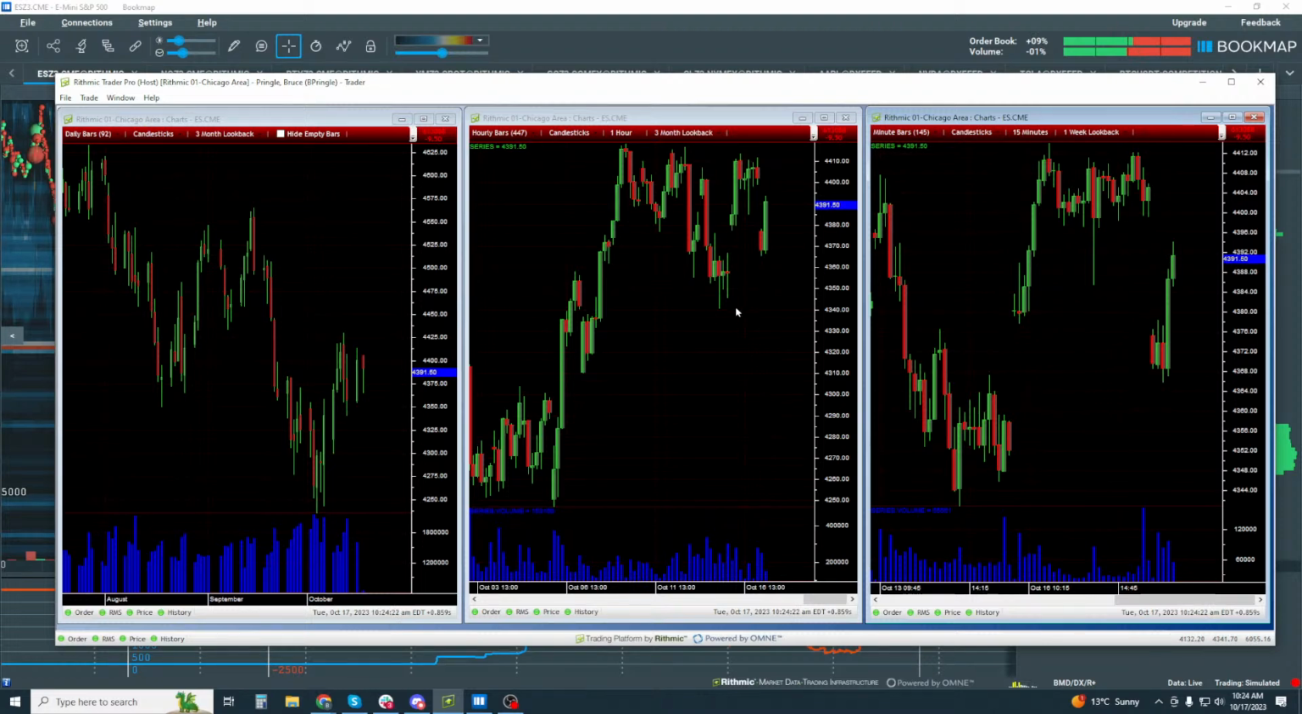Here's our hourly in the middle, and here's our 15-minute on the right. Now, what do we have here? Interesting stuff. So this was the gap we were looking at yesterday. We did not like this move in here, or at least I had a hard time finding something really solid to give me a good feeling that this is going up. In fact, what we saw was the opposite.